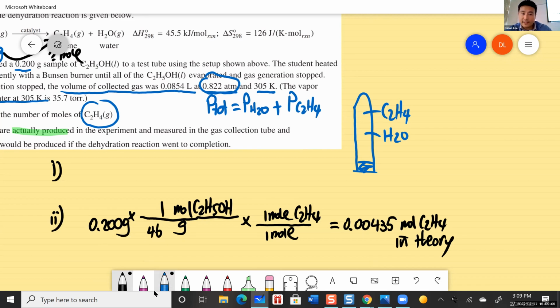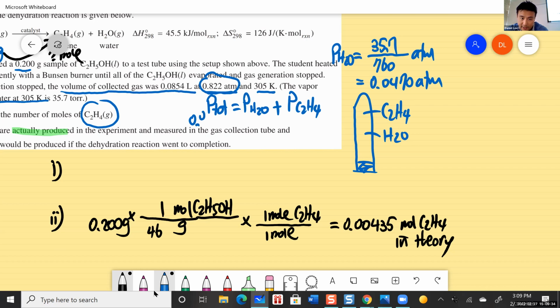But I need to do that in ATM. So 35.7, to show work, divided by 760. That would be the pressure of water in ATM. I want to give the proper decimal, 3 decimals. 35.7 divided by 760 is 0.0470 ATM. So now I can plug it in. The total pressure is 0.822 ATM. The pressure of water is 0.0470 ATM.